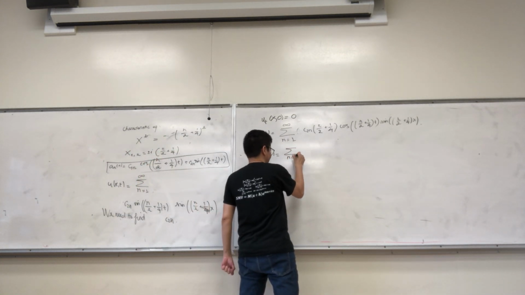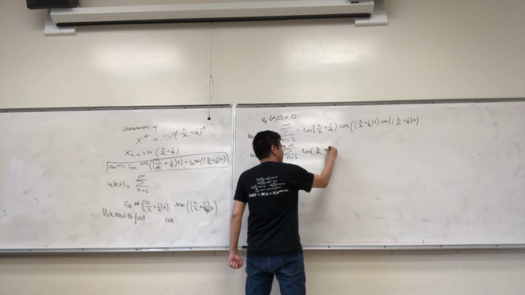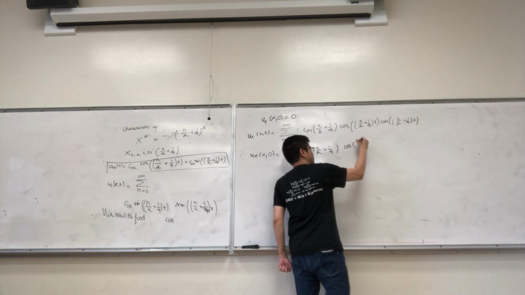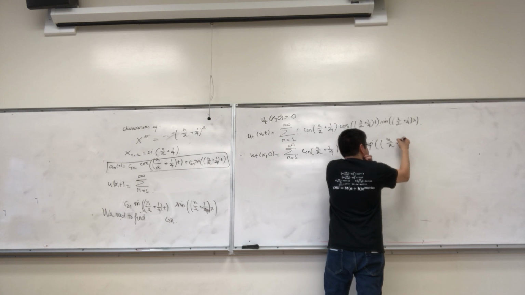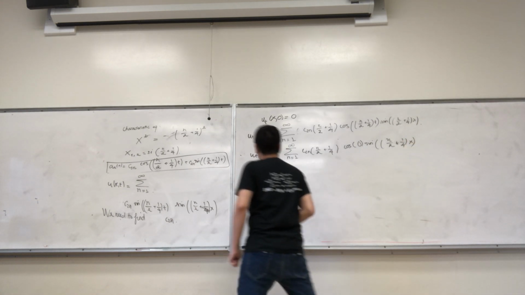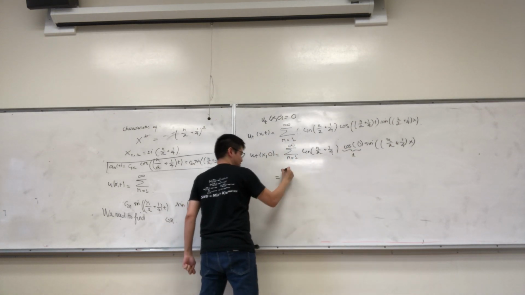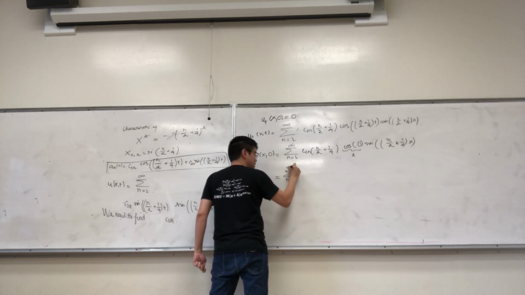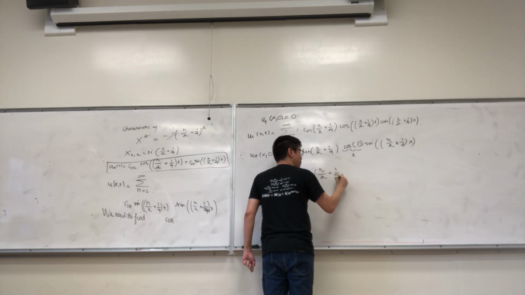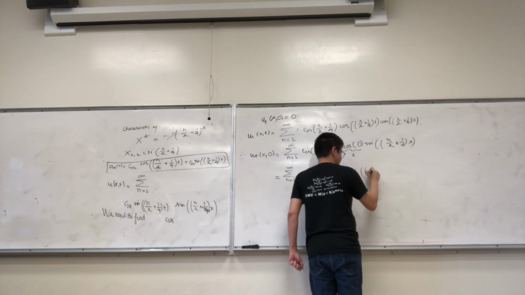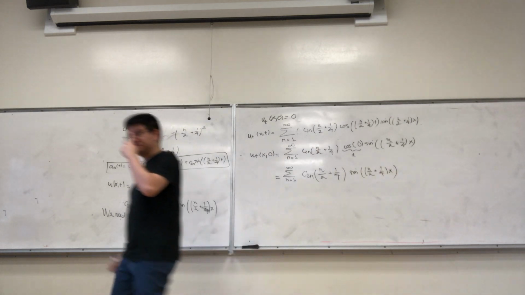So this is going to be the sum where n goes from 1 to infinity of c2n times (n/2 + 1/4) times cos(0) times sin(n/2 + 1/4)x. Since cosine of 0 is 1, this gives you the sum of c2n (n/2 + 1/4) sin(n/2 + 1/4)x.